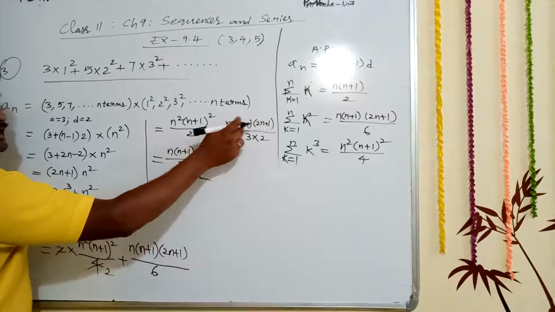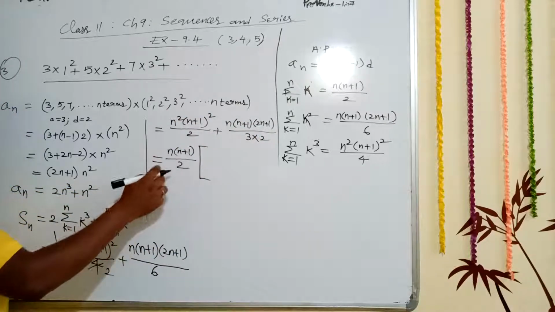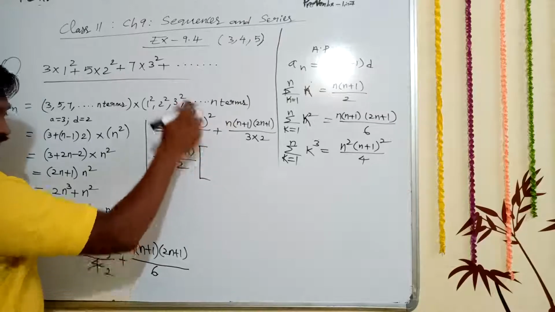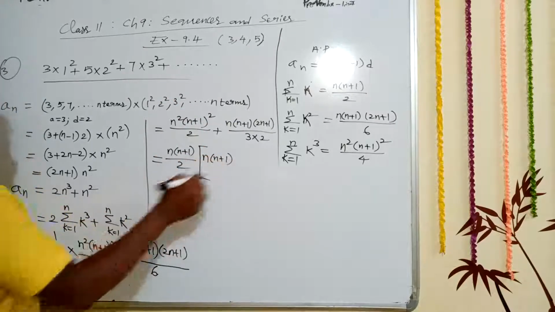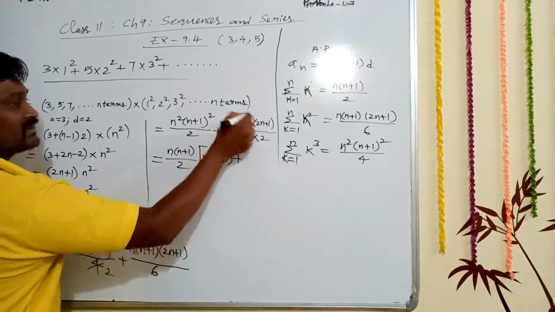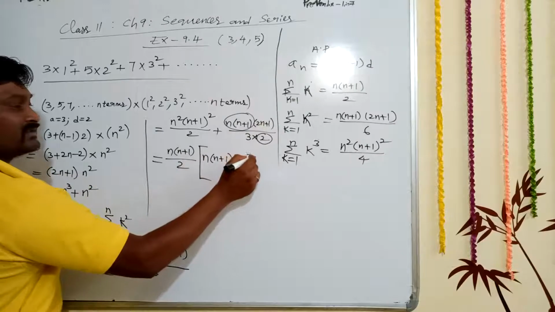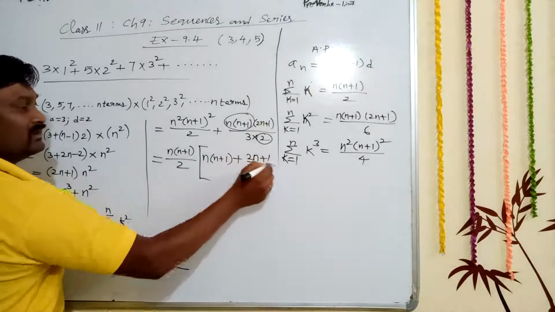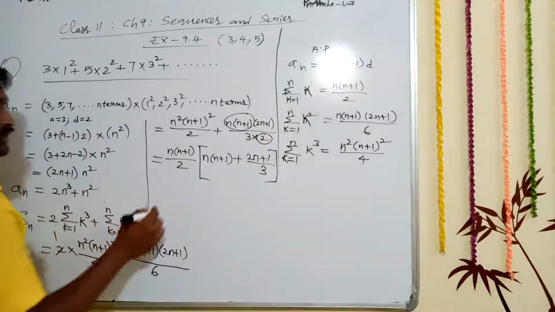So n into n plus 1 upon 2 is common. When you take it common, what is left here? n into n plus 1 is left. Plus, already this is common, then what is left? 2n plus 1 upon 3. So write 2n plus 1 upon 3. Now take the LCM and solve.